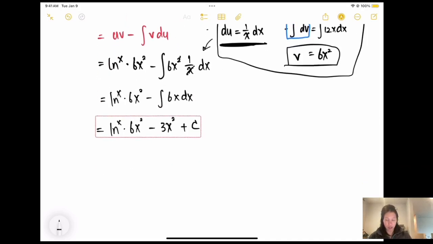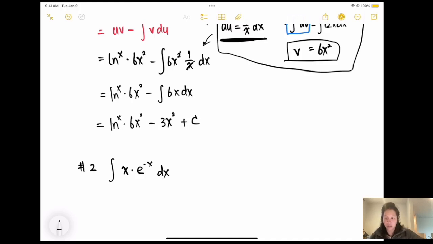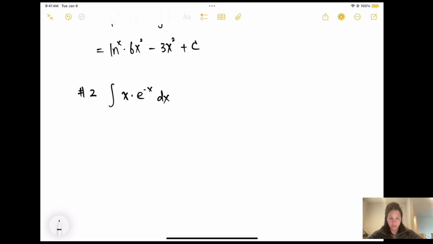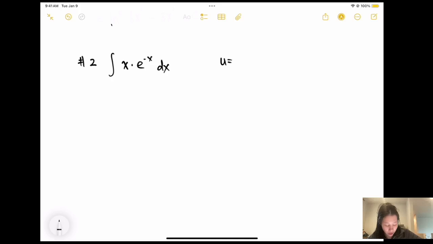Okay, now let me show you another example. Number 2: integrate x times e to the negative x dx. This also needs integration by parts. So the first step is to choose our u and dv. In this case, I'm going to let u equal x, and dv equal e to the negative x dx.